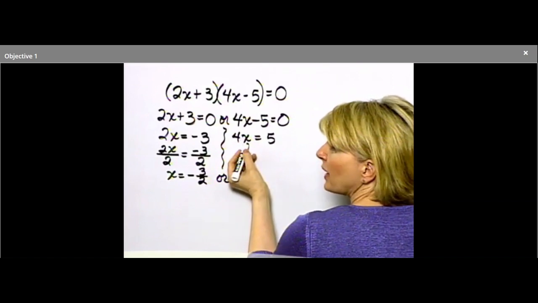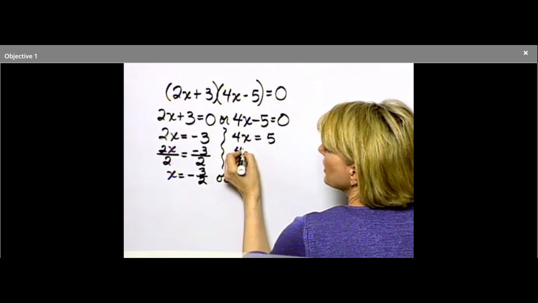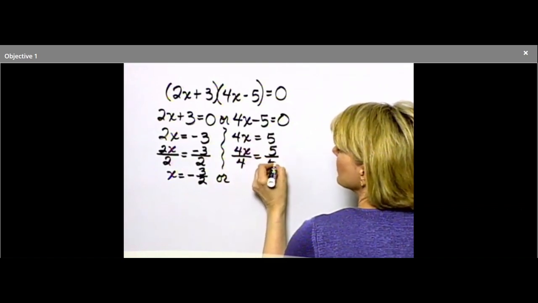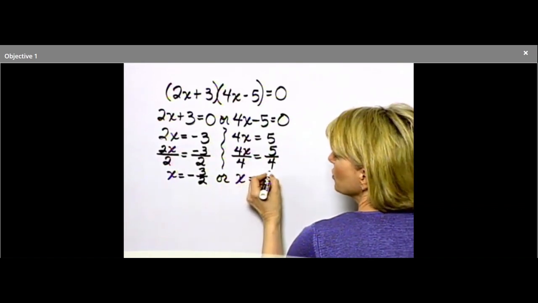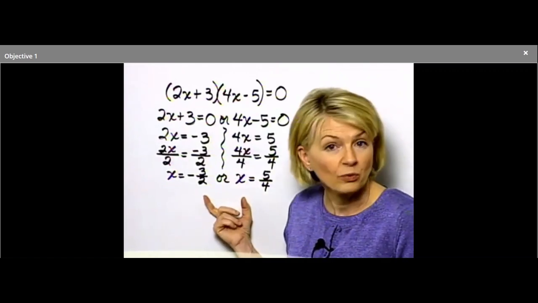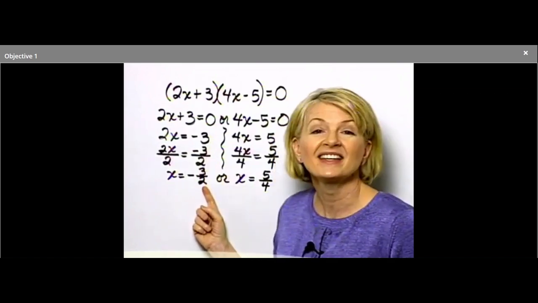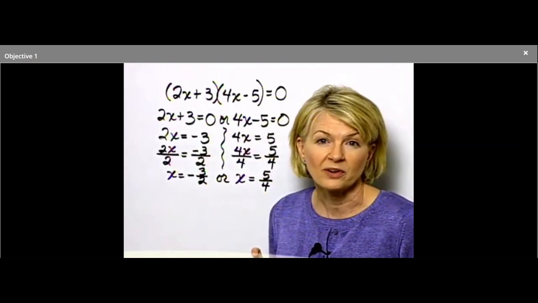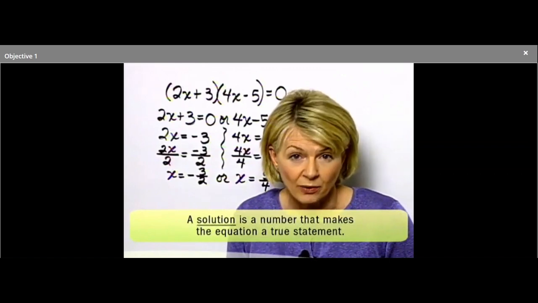And then to get x by itself on one side of the equal sign, I'll divide both sides by the coefficient of x, which in this case is 4. So the left side simplifies to x, the right side 5/4. Notice, once again, I happen to have two solutions. One solution is negative 3 over 2. The other is 5/4.